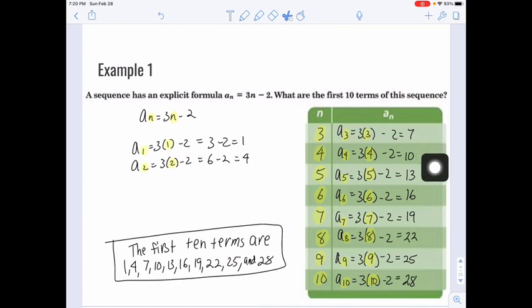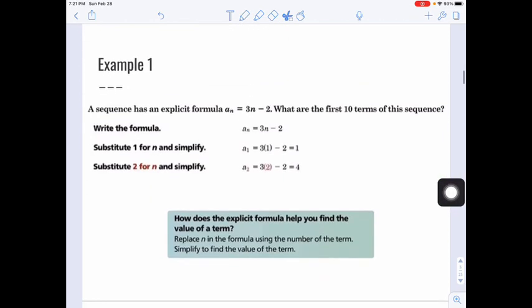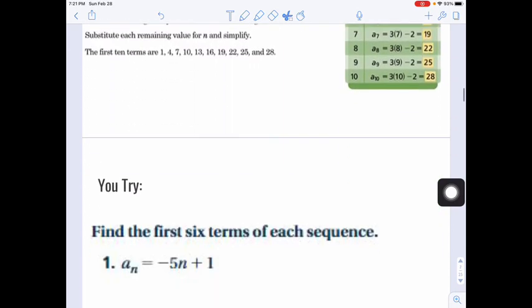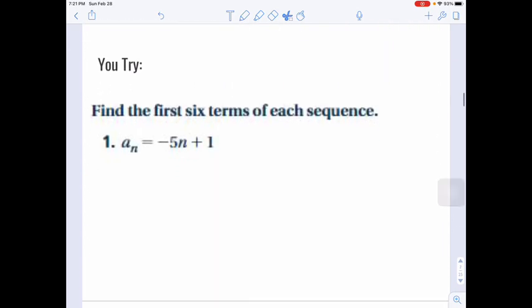You may have noticed a pattern as you look through the terms in the sequence. The work for this problem is written out on the next 2 slides. And now I would like you to try number 1. Find the first 6 terms of the sequence a sub n equals negative 5 times n plus 1.